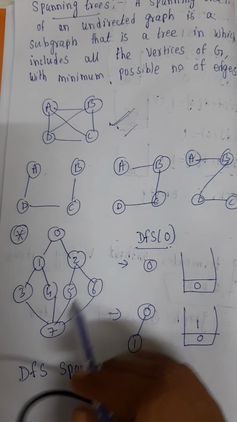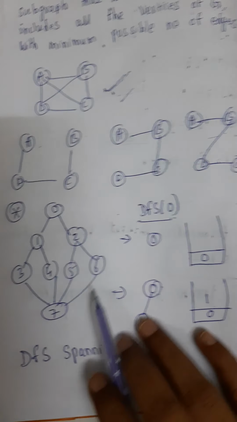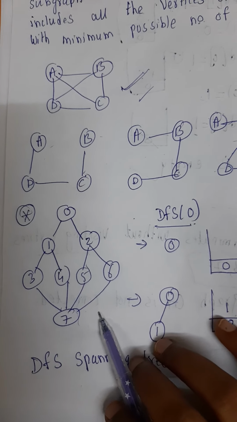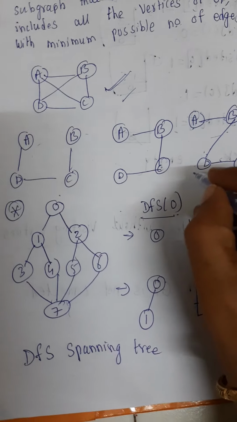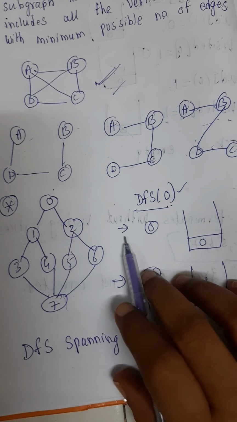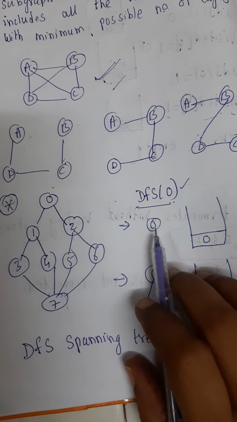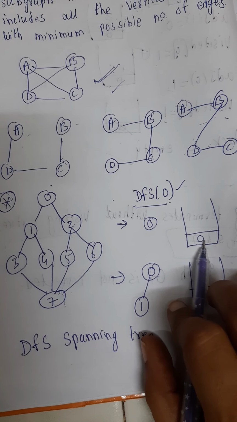So this is the graph we have. For this graph we have to draw the spanning tree by using the DFS. We can start from any vertex, but I am starting from 0 here. First I am visiting 0. I have taken the vertex here. Now this 0 I am entering into the stack.